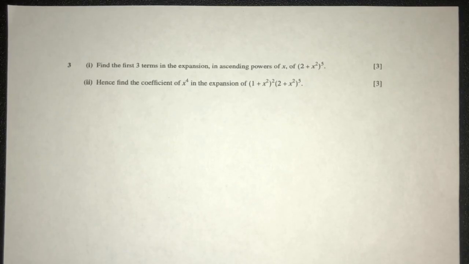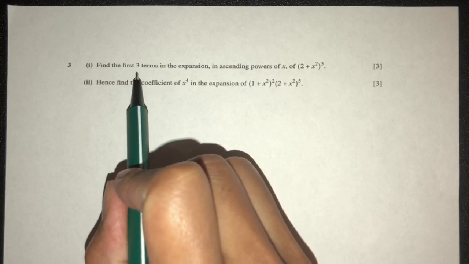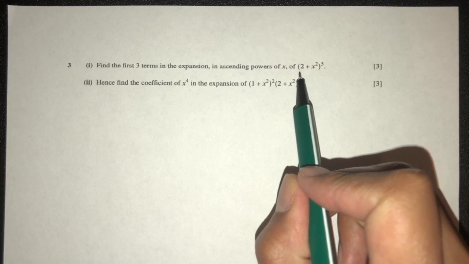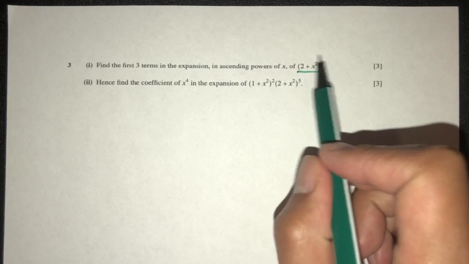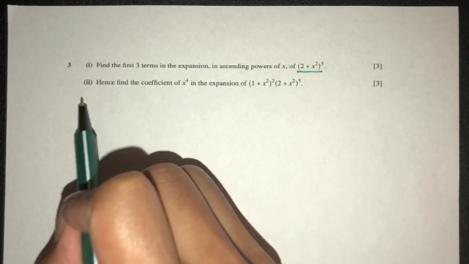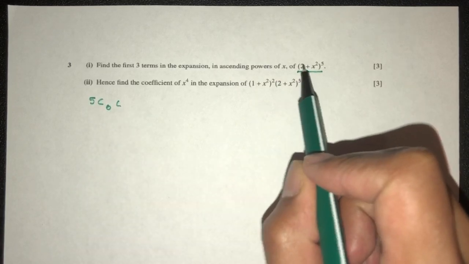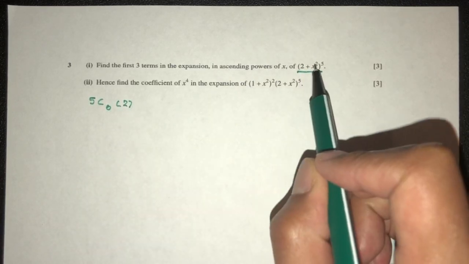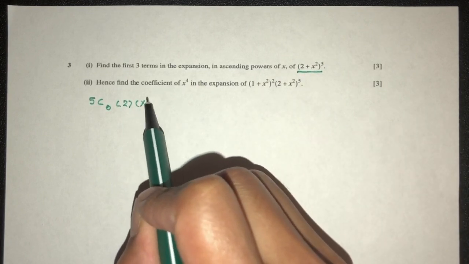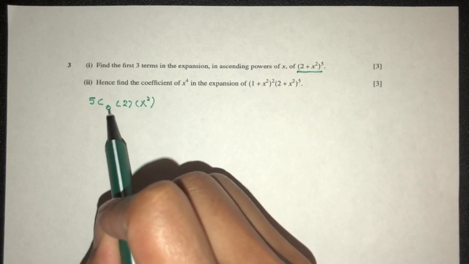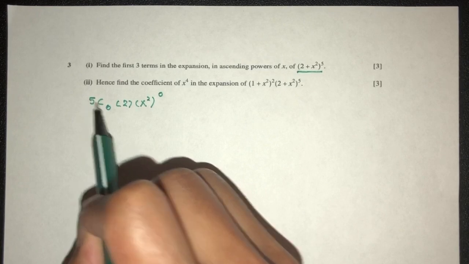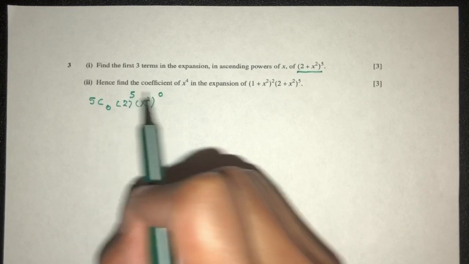Let's move on to the next question. So here we have to find the first three terms of this expansion in ascending powers of x. So pretty easy. The first term will be, here the power is 5, so we write 5 choose 0. Here we have 2, and here we have x squared. Because here we have 0, this will be 0 as well. 5 minus 0 is 5, that will be 5.